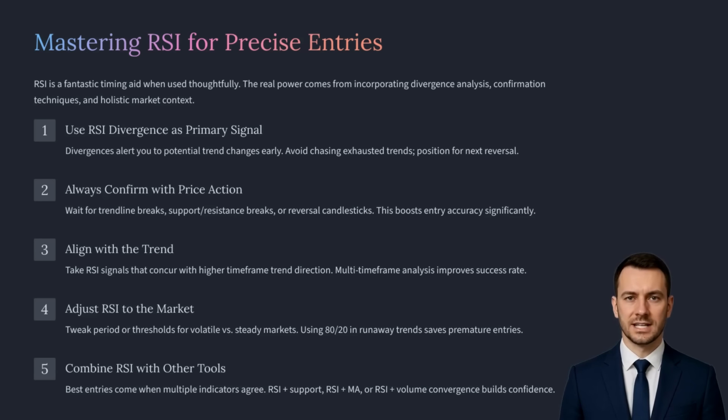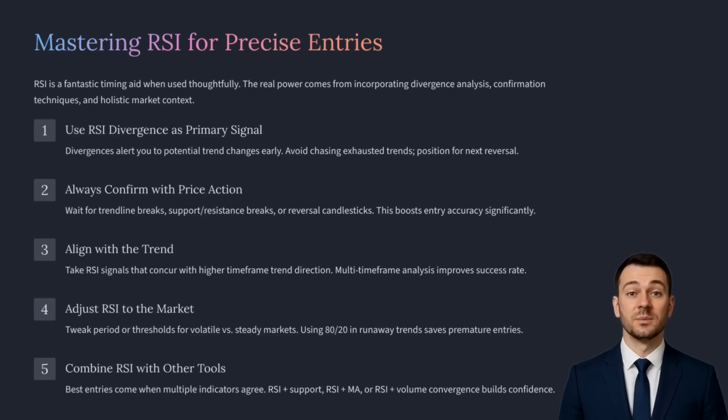Adjust RSI to the market. Don't be afraid to tweak RSI period or thresholds if needed. A little customization for volatile versus steady markets can go a long way in sharpening your signals. For example, using 80-20 levels in a runaway trend can save you from premature entries. Combine RSI with other tools. The best trade entries often come when multiple indicators or analyses say the same thing, whether it's RSI plus support level, RSI plus moving average, or RSI plus a news catalyst. For those who mix fundamentals, convergence of evidence is what gives you confidence to pull the trigger.